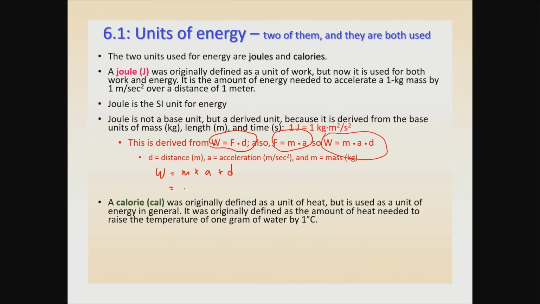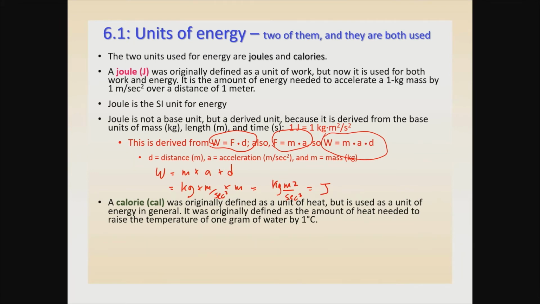And so mass here is going to be in kilograms. Acceleration, you might learn in physics, has units of meters per second squared. And then distance is in meters. And so if you combine these units, what you're going to have is kilograms meters squared over seconds squared. So when you multiply kilograms times meters per second squared times meters, these base units, when combined together, are called the joule. So you can see that the joule here is derived from these base units.